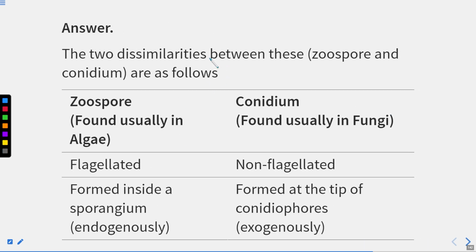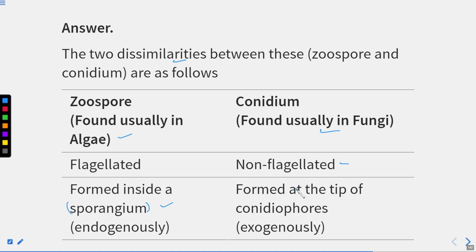Now here I have listed the dissimilarities between zoospore and the conidium. Zoospore is found usually in algae, conidium found usually in fungi. Example we have already given, Chlamydomonas, and for fungi penicillium. Zoospores we have seen are flagellated and conidia are non-flagellated. Now zoospores are formed inside the sporangium. Okay, and they are formed endogenously, means within the sporangium. So sporangium is a structure within which asexual spores are formed.